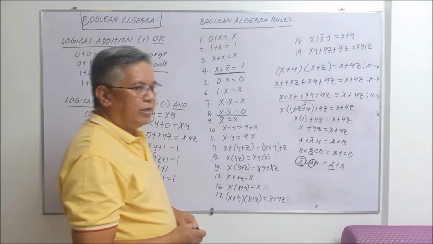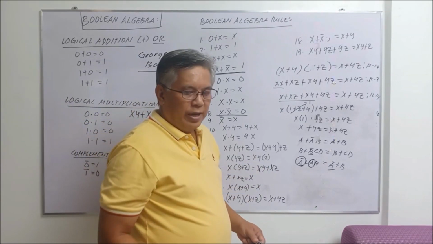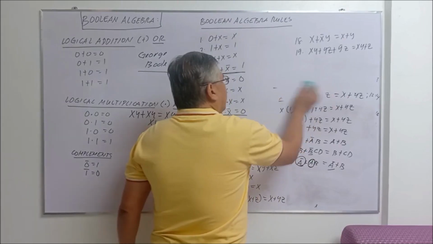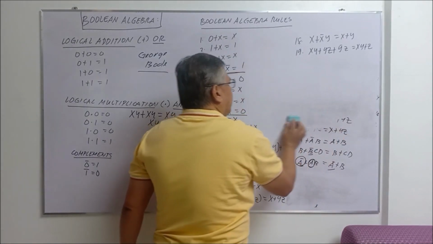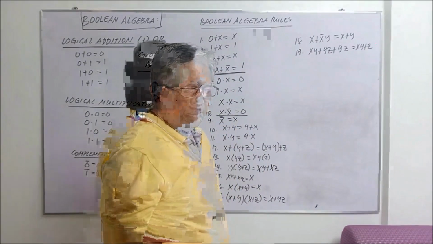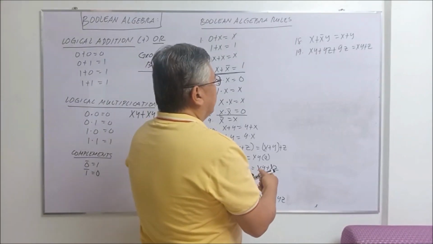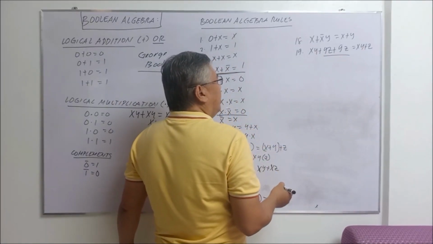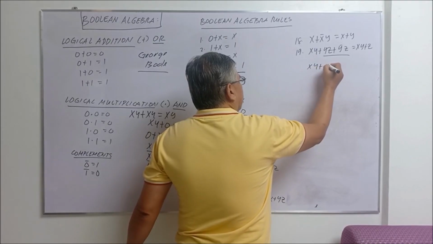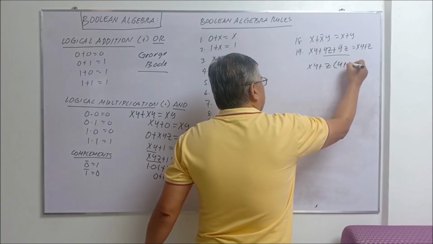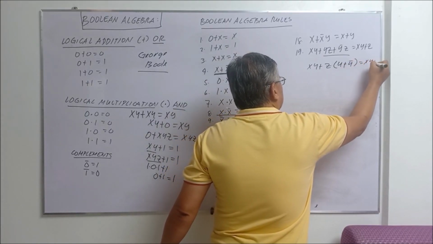Alright? So that's how we interpret rule number 18. Then you have rule number 19. Rule number 19 says xy plus yz plus y bar z is equal to xy plus z. So how do we prove this? So we know that what is common here is z. You factor out z. So what is left is y plus y bar, so you have xy plus z times (y plus y bar).